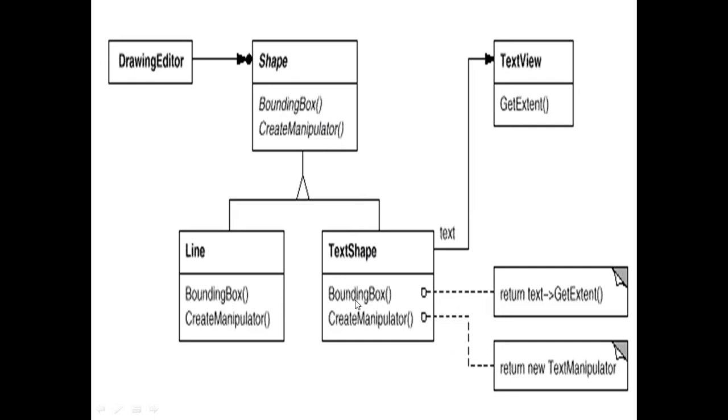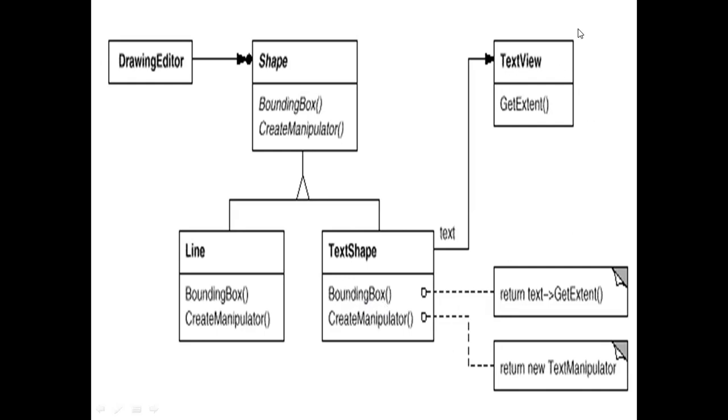Now the interface is bounding box and create manipulator, which should not be changed in the drawing editor. But for a text shape, the bounding box and create manipulator should be changed with respect to text view. The interface will be changed. So it may not be bounding box or it may not be create manipulator. So for this, drawing editor will not change the operation. It keeps it as bounding box and create manipulator.